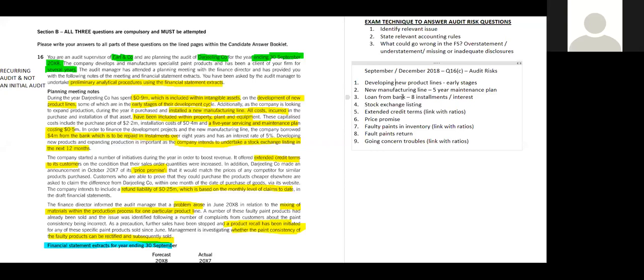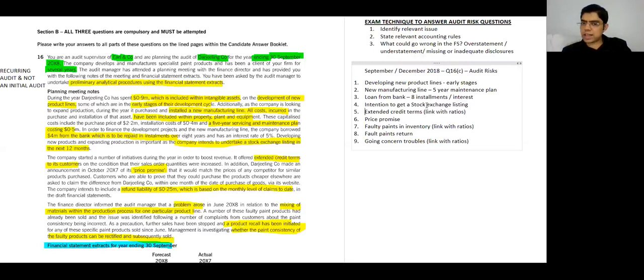It talked about the loan from bank, 8 installments, interest. I wrote about that. Stock exchange listing, the company's intention to get a stock exchange listing. I've just copy pasted that. The company offered extended credit terms. I just mentioned that. Then over here, I also linked it with the ratios.